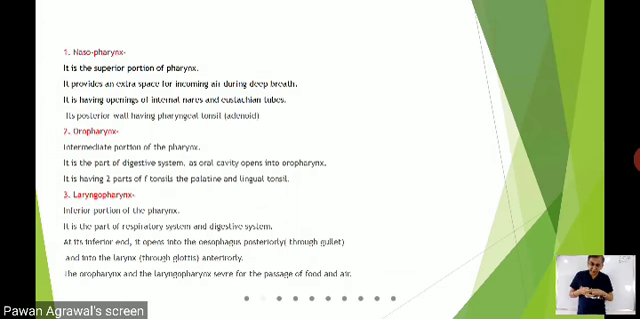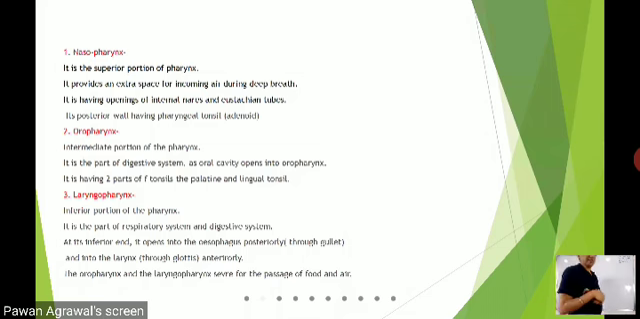In the laryngopharynx, on the anterior side, there is the glottis, the opening of the respiratory system. On the posterior side, there is the opening of the digestive system. In the nasopharynx, there are the openings of the internal nostrils and the eustachian tube, and the pharyngeal tonsils. In the oropharynx, palatine tonsils and lingual tonsils are present. We have discussed all this in great detail.